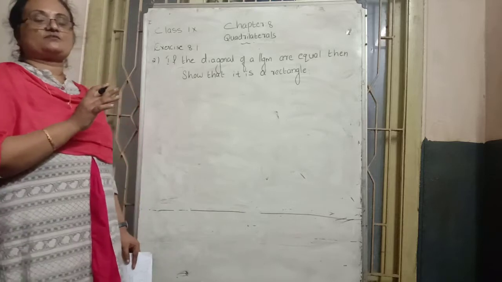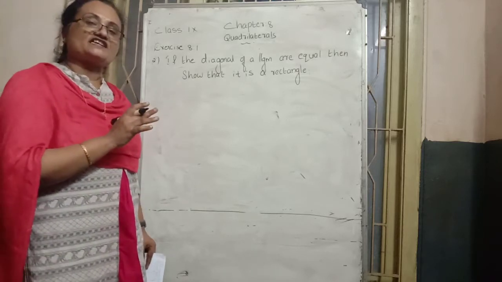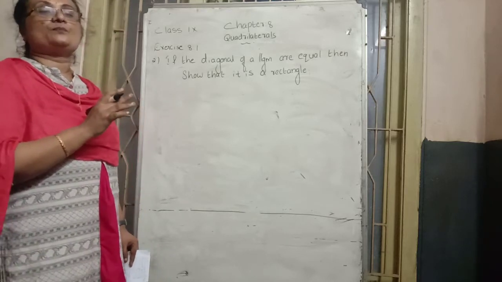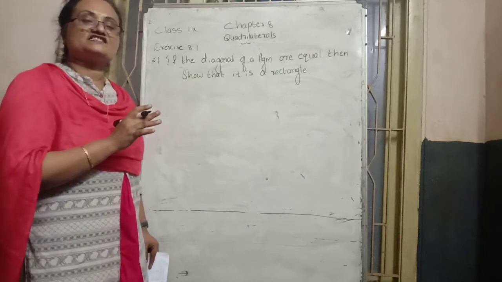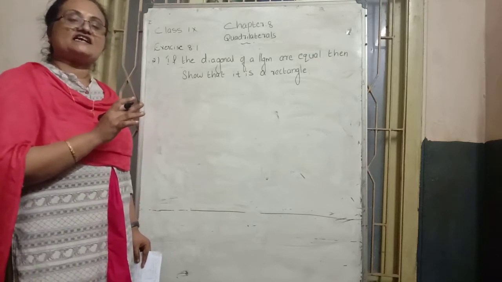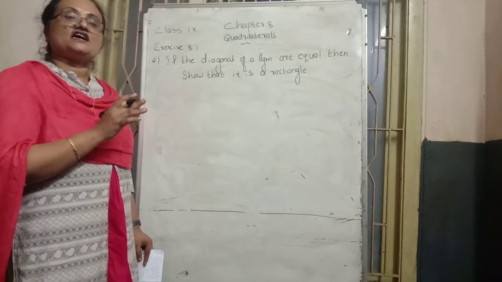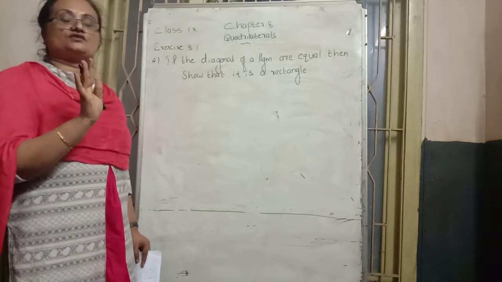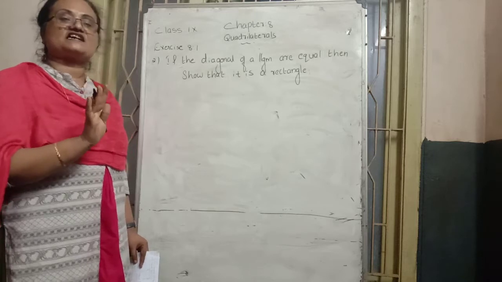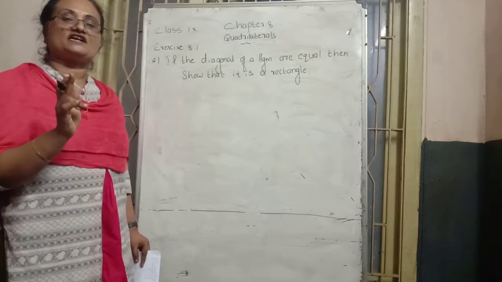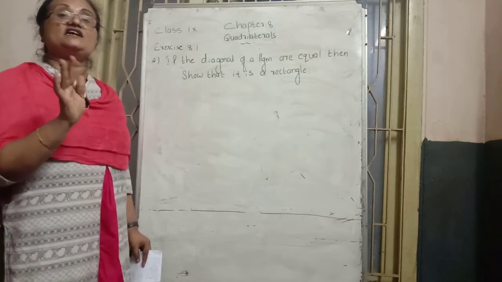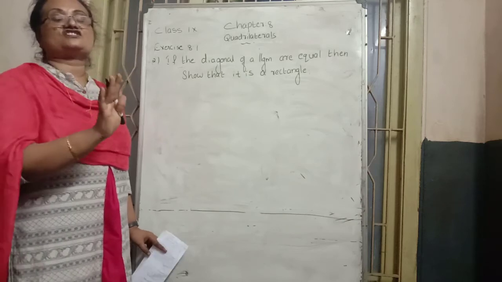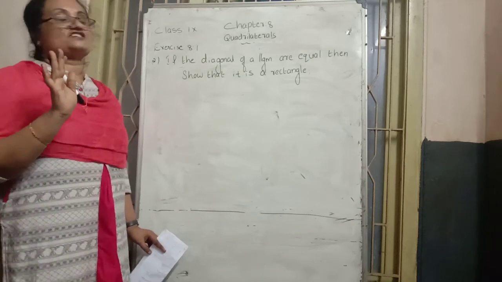A rectangle. What is the property of a rectangle? Two pairs of opposite sides are equal and one angle becomes how many degrees? 90 degrees. We want to prove like the opposite: two pairs of opposite sides are equal. In the same way, we want to prove at least one angle is 90 degrees. Then we can say that the diagram becomes a rectangle.